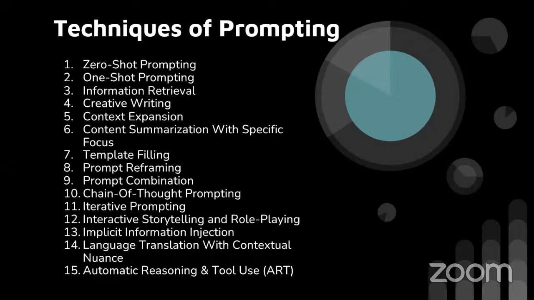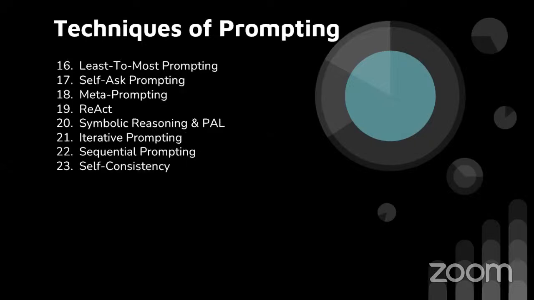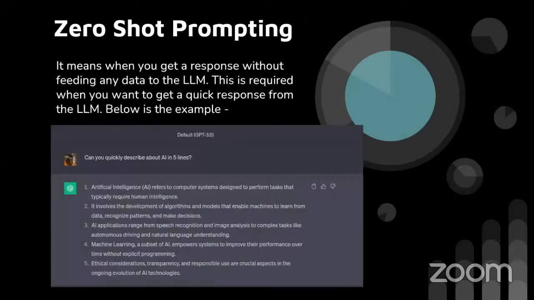We'll also look at a lot of other interesting prompts today, which are chain of thought, iterative prompting. How do you do interactive storytelling and role playing with this? How do we do implicit information injection, language translation with contextual nuance, then automatic reasoning and tool use, which is also called ART. Least to most prompting, self-ask prompting, meta prompting, ReAct, symbolic reasoning, PAL, iterative prompting, sequential prompting, self-consistency. There are so many more, right? Tree of thought. I can think of many other prompting techniques, graph of thought, etc.